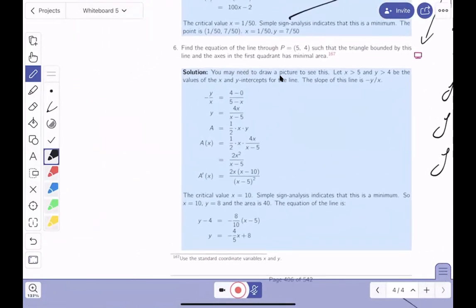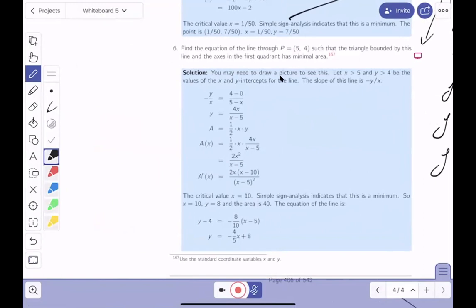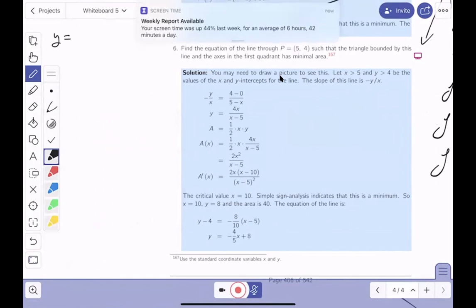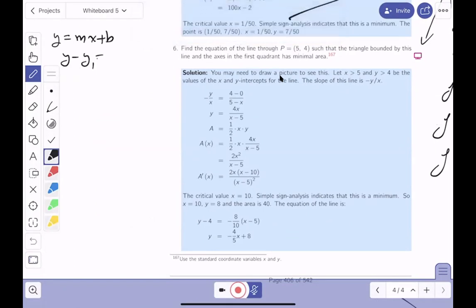Number 6: find the equation of the line that goes through (5, 4). I know what that looks like, by the way. If they want to find the equation of a line, it looks like this: y equals mx plus b, or y minus y1 equals m times x minus x1. I have favorites, by the way. My favorite is what's called point-slope form. So I like this form here, and I don't like this one. I'm not saying it's wrong to like that one. I'm just saying I like this one.